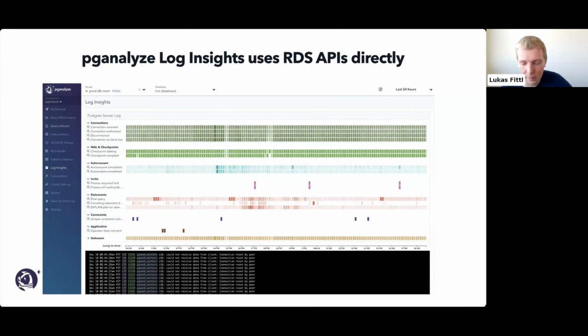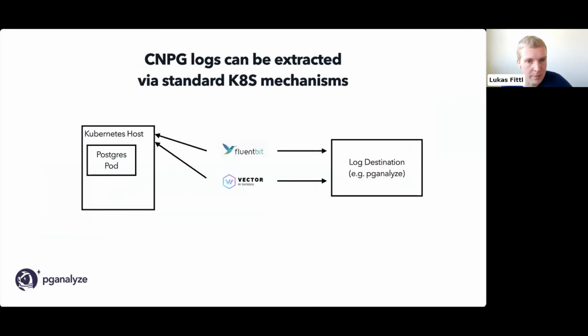We just pull all this data directly from the RDS APIs. Now, if you are using CloudNativePG, if you're running your Postgres in Kubernetes, this is a little bit different. We've actually had some challenges there in the past making this work with pganalyze, but now this works well in current releases.